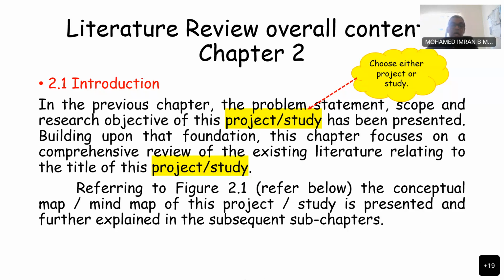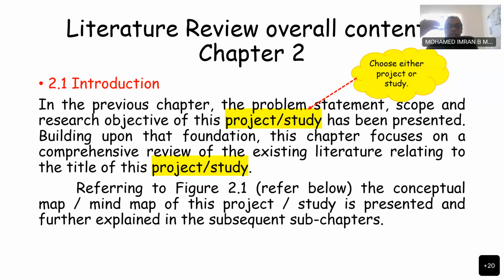Okay, referring to figure 2.1, the conceptual map, or some students like to call it a mind map, of this project or study project, is presented and further explained in the subsequent subchapters. So first you present the overall conceptual map. Okay, so you start by saying "refer to figure 2.1."